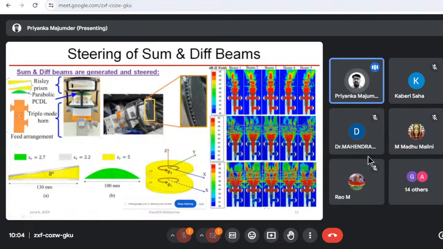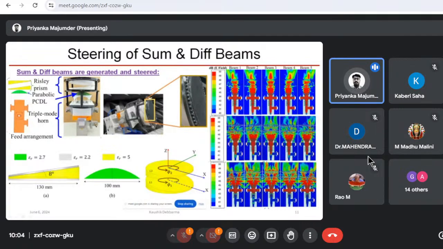Now, in a practical scenario, in the middle figure you can see some gear-like structure. So, when I mean mechanical steering, what we do is we use some kind of servo motor, a simple controller. We can use them to rotate these gears, and that way we can actually see where the beam is getting tilted, right?